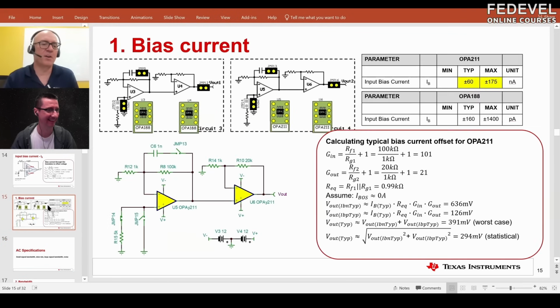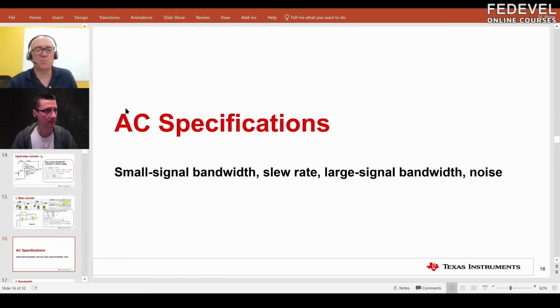And that's really the only DC error sources that I have for today. Gain error is another one, but with op amps, gain error is mainly due to the resistor tolerance, because the op amp gain is quite high. So I think we should move on to AC specifications.